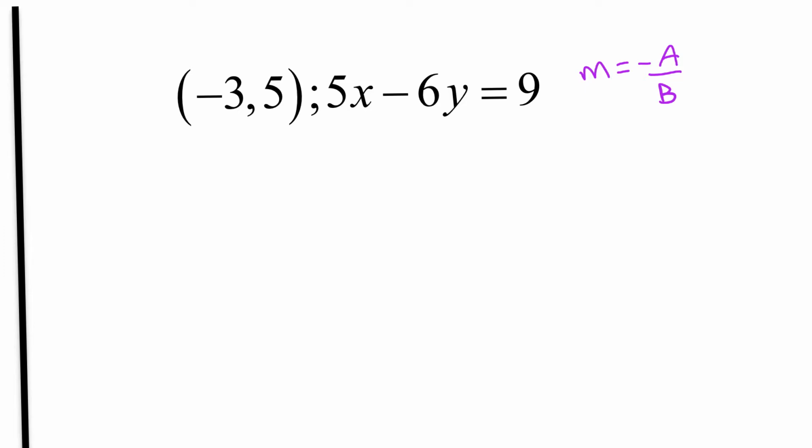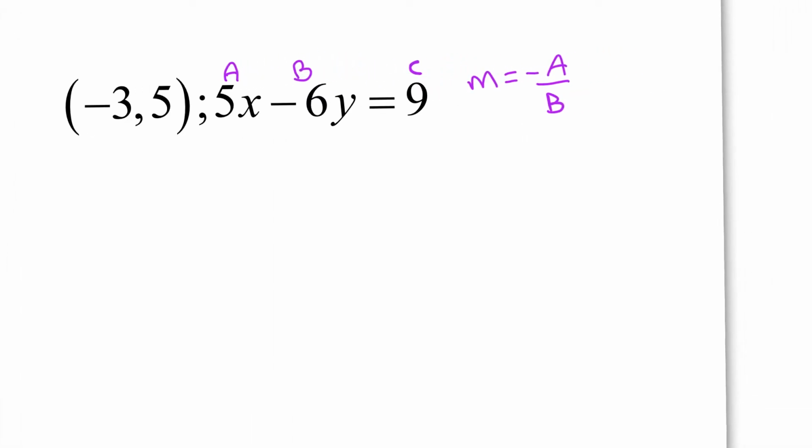So which one is a? The one with the x. Which one is b? The one with the y. This number 9 is c, the constant, but we don't need it. I just need the a and the b. So let's go ahead and find that slope.